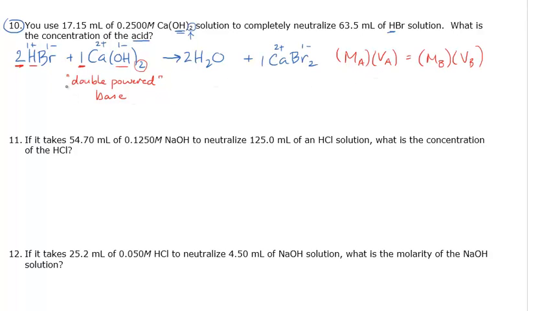To show that this is a double powered base, remember, this base has 2 hydroxides, whereas in our previous one, the NaOH had just 1 hydroxide. To show that the base is double powered, we're going to take the base side of our equation. Remember, this is the acid side, this is the base side. Now we're going to take this side times 2.